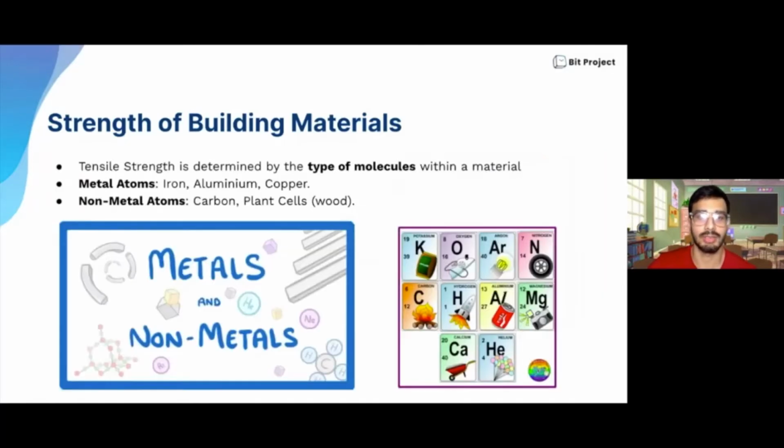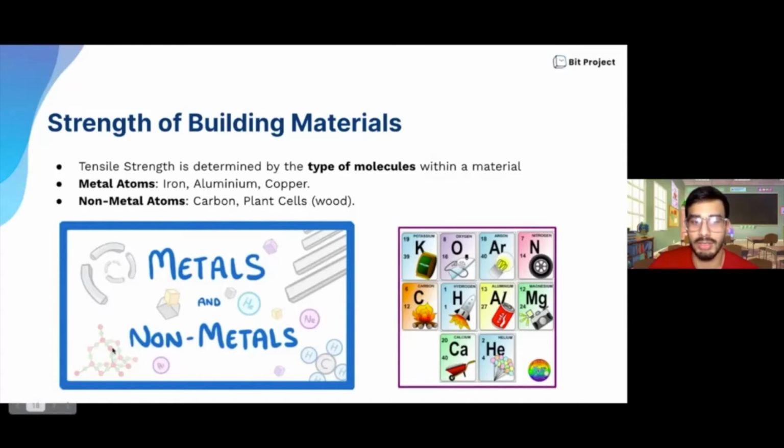And we will look at some types of materials. So again, tensile strength is actually determined by the type of molecules within a material. So we have two main categories, metals and nonmetals. Metals and metal atoms like iron, aluminum, or copper are common building materials. And for nonmetals, we have the element carbon, but we also have materials like wood, as we mentioned, which are actually plant cells that have a compound called cellulose, which makes them very strong.